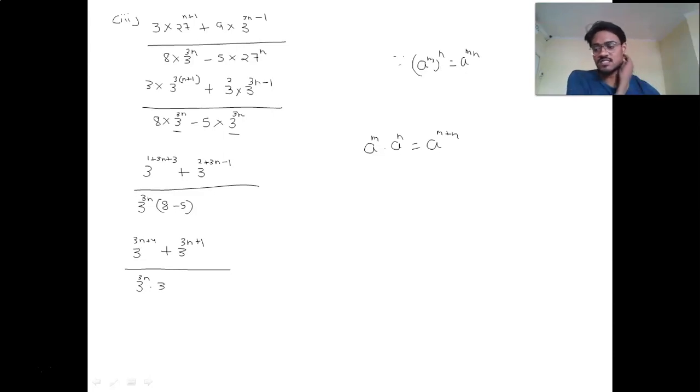Okay, now students, what we do next? Wait a minute. Yes, what we do next here? Actually, see, if you observe here, in the numerator 3 raised to the power 3n plus 4 plus 3 raised to the power 3n plus 1 is there. So what is the smallest? 3 raised to the power 3n plus 4. What is the smaller between these two?